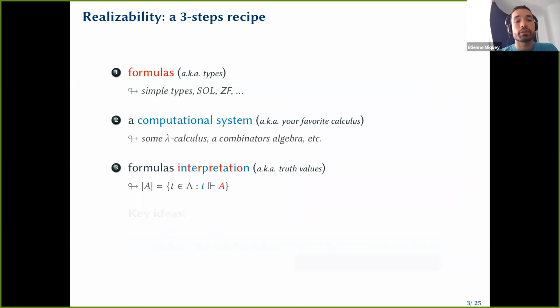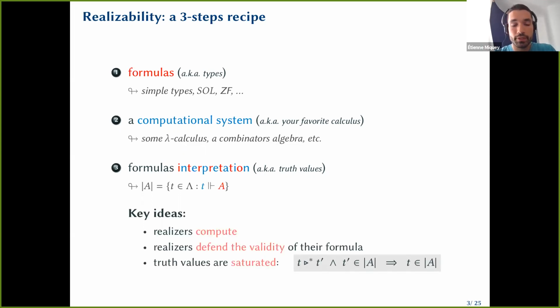Technically speaking, a realizability interpretation is usually defined in 3 steps. On one side, you have a language of formulas. On the other hand, you have a computational system, which might be a combinatory algebra, the lambda calculus, or something else. And then the interpretation itself, which connects the logical part and the computational part, is just the definition of the truth values for all the formulas.